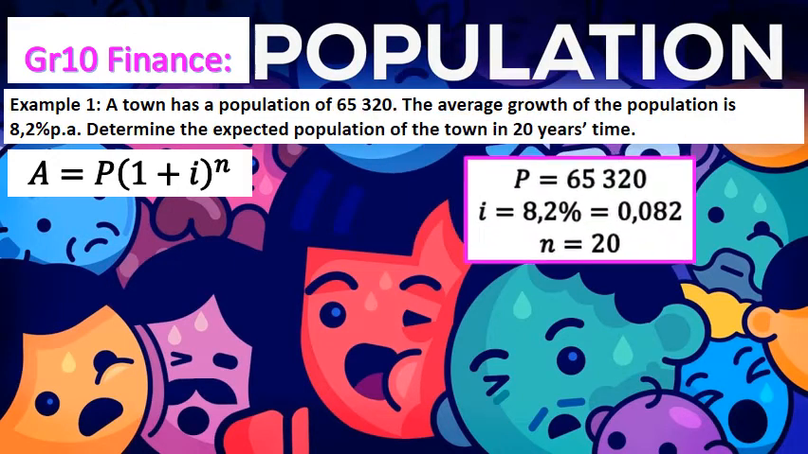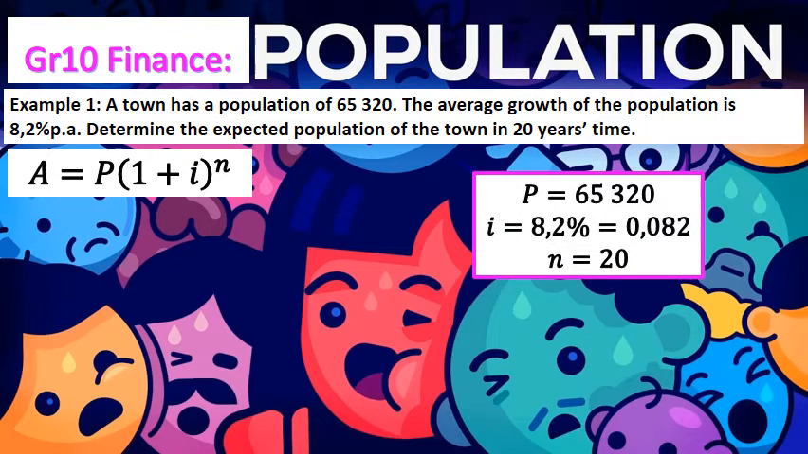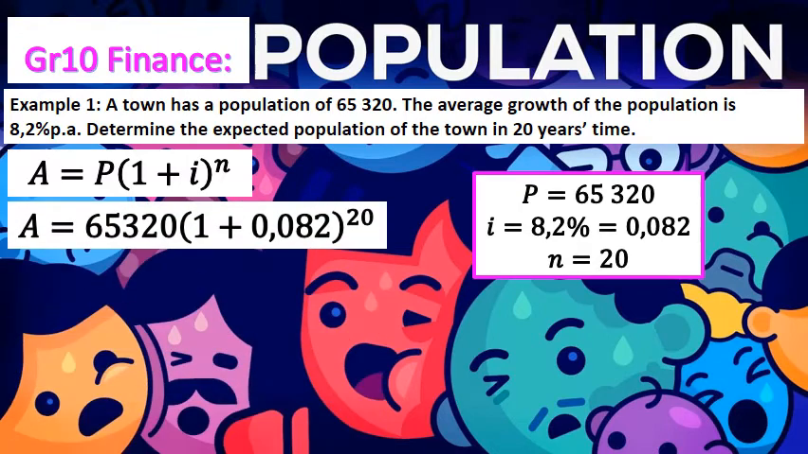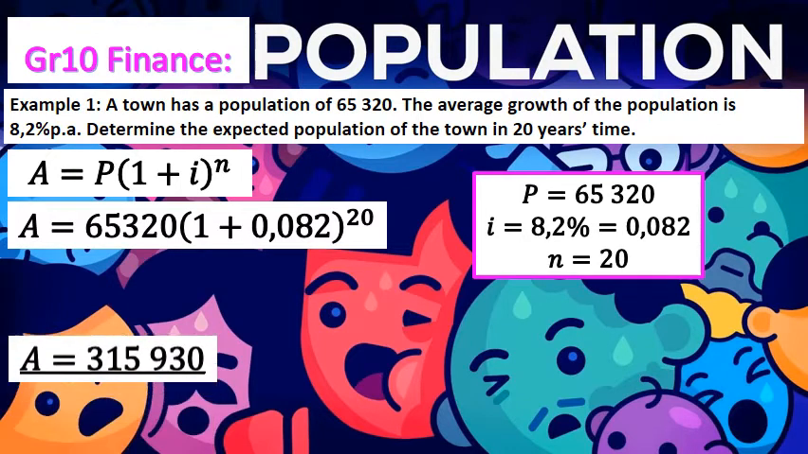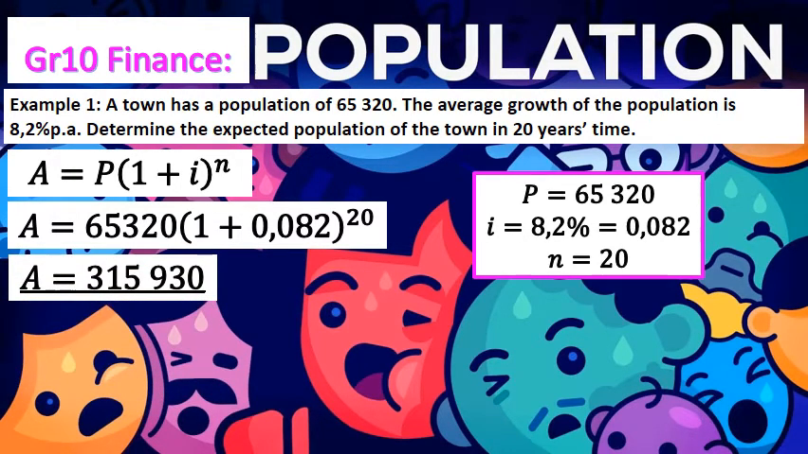We have the present population figure of 65,320. We also have the population growth percentage, which is 8.2, written as a decimal, will be 0.082. And then the number of years is given to us directly as 20. So we have a value for P, I, and N. Therefore, we can just plug it all in, whip out the calculator, and see that the expected population in 20 years will be 315,000. Don't you think that is incredible?